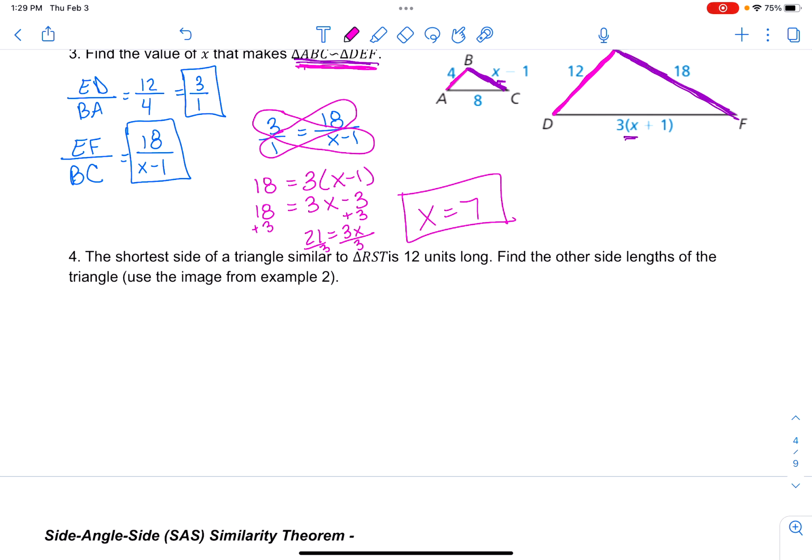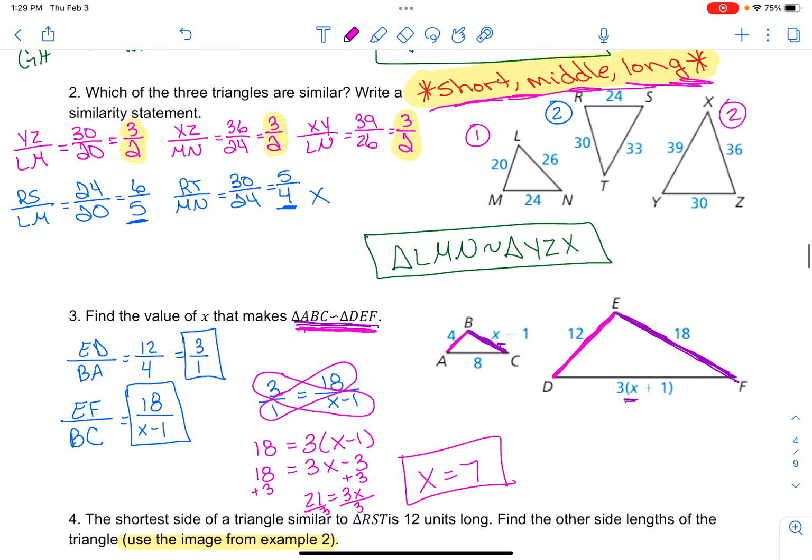And then number 4, kind of a similar idea, except they don't necessarily give us pictures to look at. It says the shortest side of a triangle similar to triangle RST is 12 units long. Find the other side lengths of the triangle. But then it tells us to use the image from example 2. So from example 2, we are looking at this RST triangle here. And they tell us the shortest side of the triangle similar to RST is 12 units long.